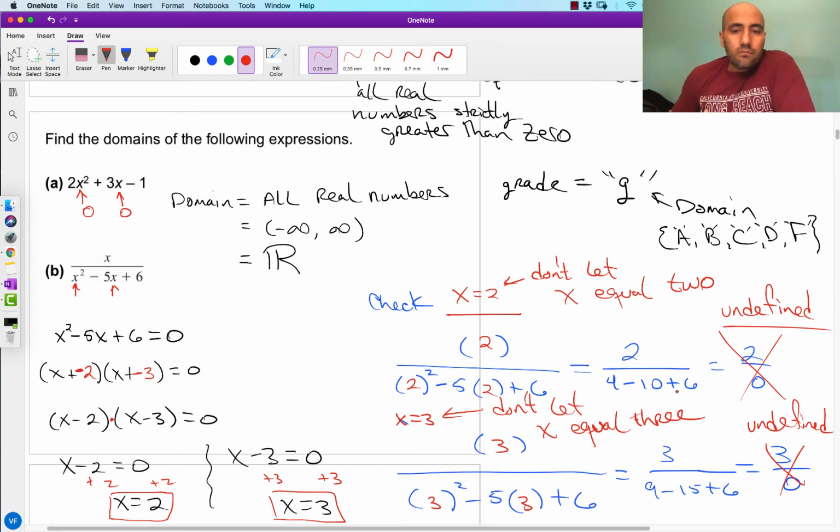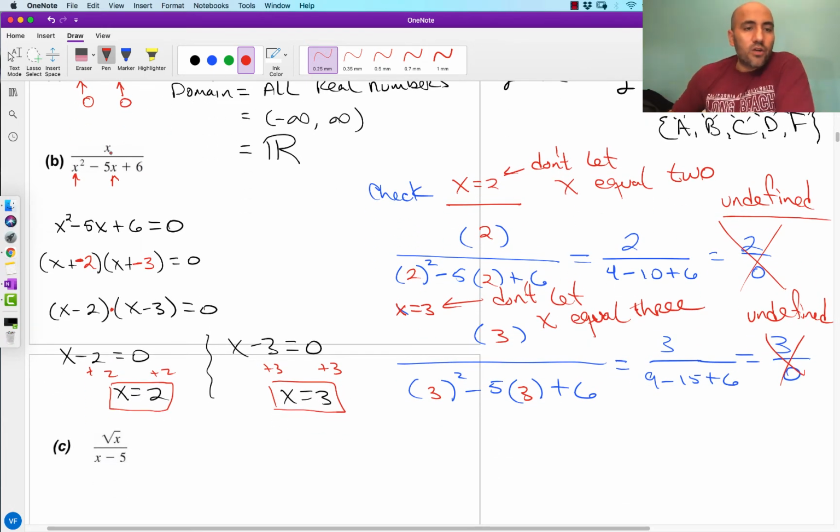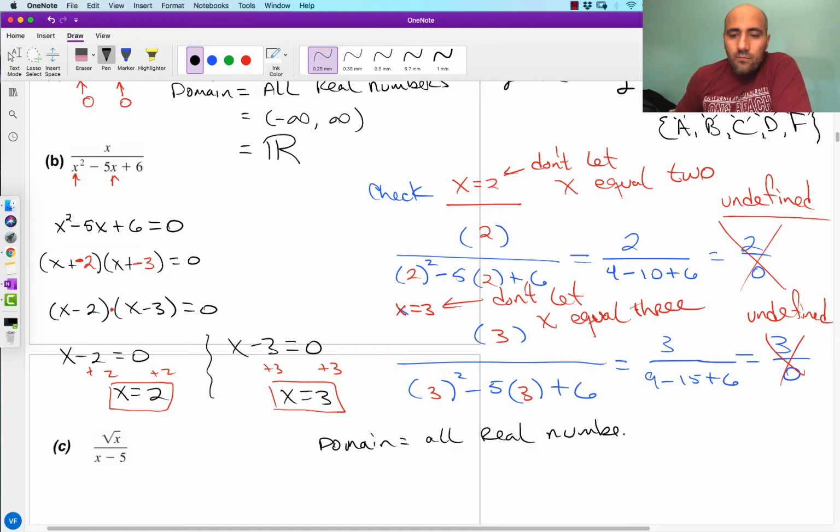Okay, so those are the only two situations that result in a problem, something that divides by 0. So then we can conclude that the domain of this is all real numbers except those two. So domain is equal to all real numbers except x cannot be equal to 3 and x cannot be equal to 2. Okay, that's one way to state it.